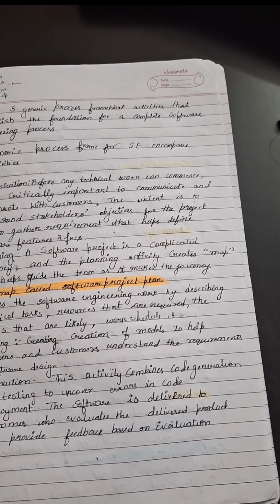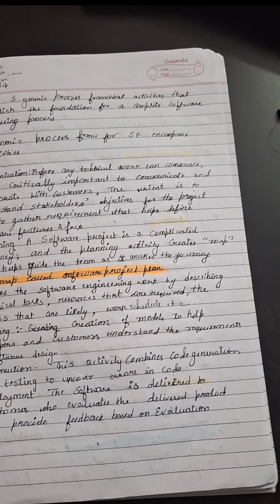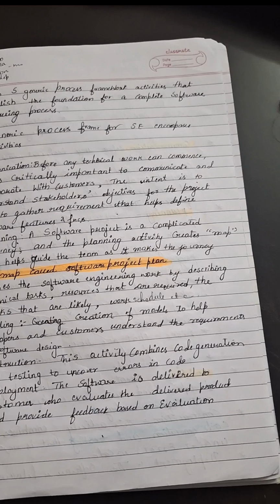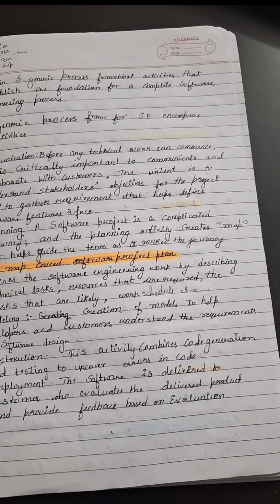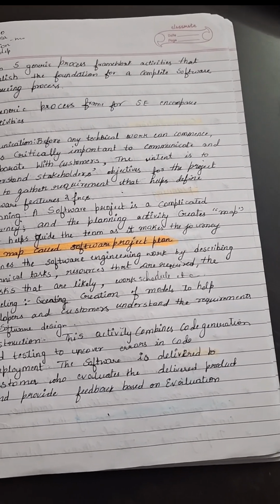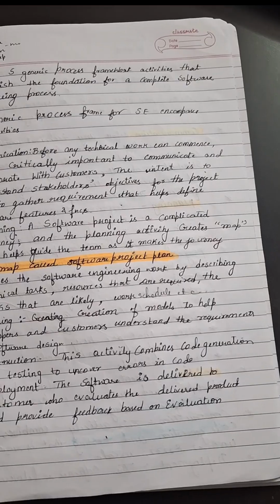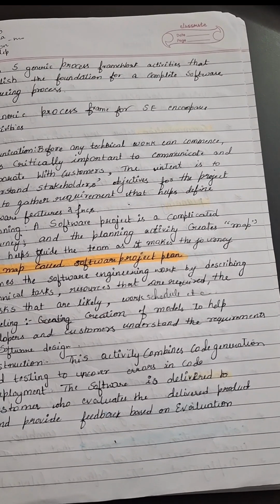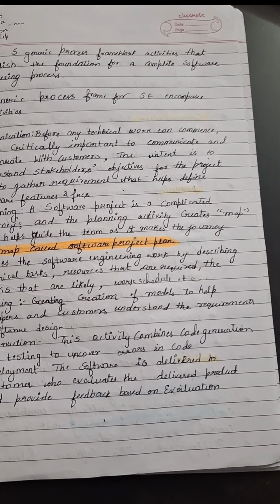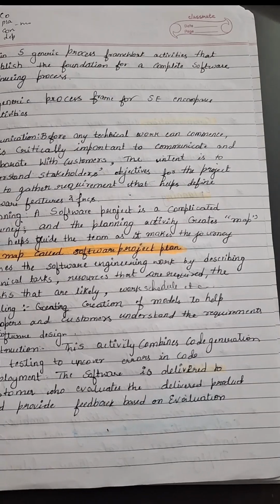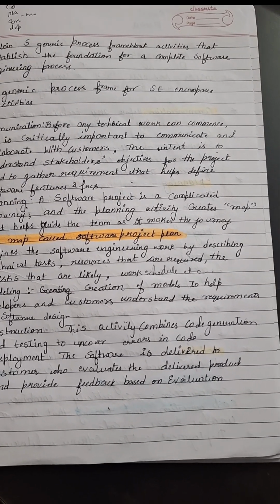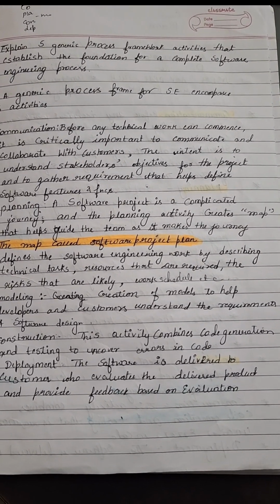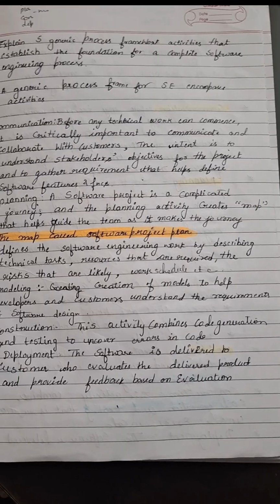Okay. And next is planning. A software project is a complicated journey, and the planning activity creates a map that helps guide the team as it makes the journey. The map, called the software project plan, defines the software engineering work by describing technical tasks, the resources that are required, and the risks that are likely. Modeling is the creation of models to help developer and customer understand the requirements and software design. Construction: this activity combines code generation and testing to uncover errors in code.